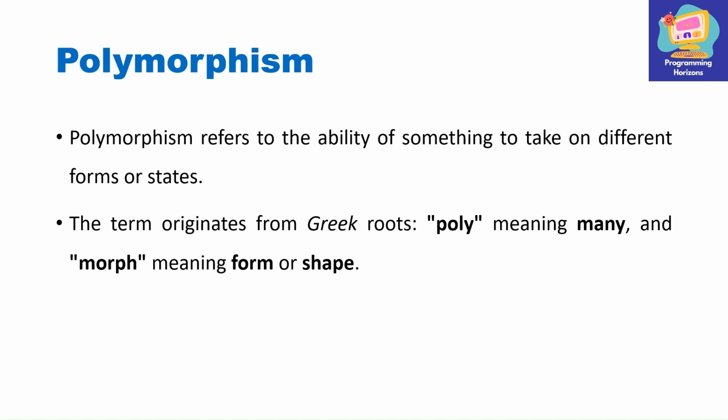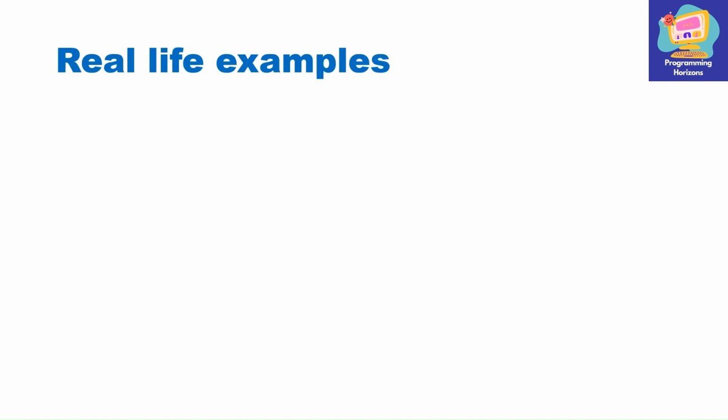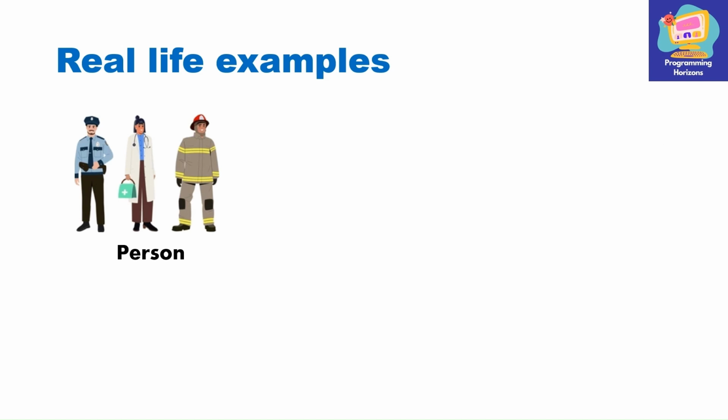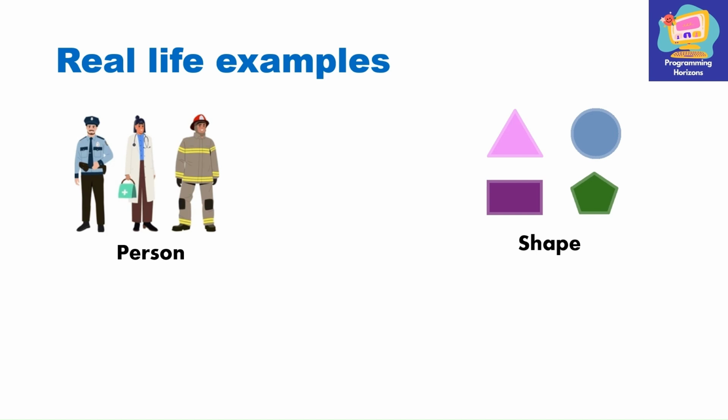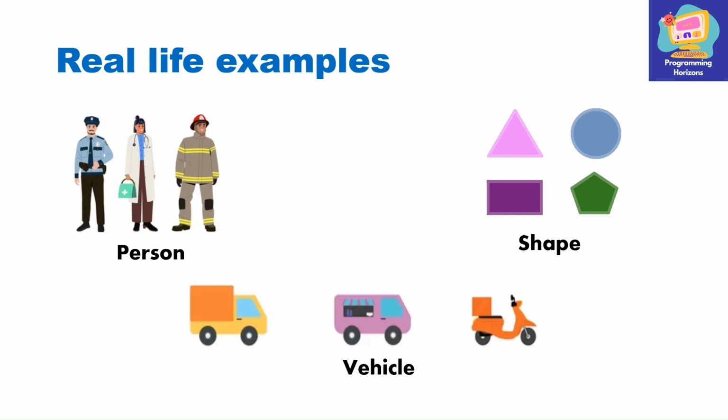The term polymorphism originates from Greek roots where poly means many and morph means forms or shapes. Thus, polymorphism means many forms or shapes. For example, a person can be a firefighter, a doctor, or even a policeman. Similarly, we can have a variety of shapes. For example, a triangle, a circle, a rectangle, or even a polygon. In the same way, vehicles can take up many forms. For example, we can have a truck, a bus, or even a bike.